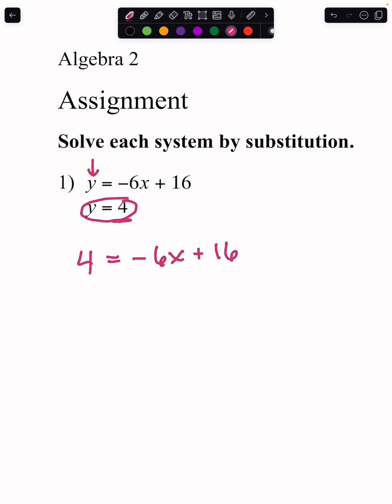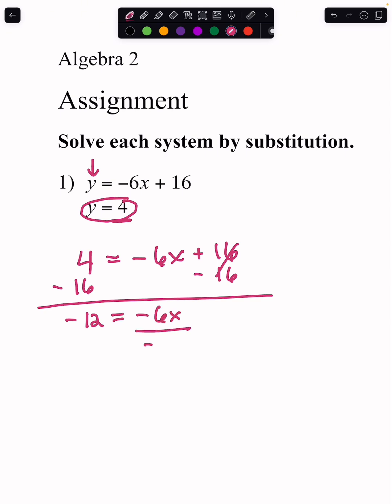Does that make sense? Now we're going to solve the equation. I'm going to subtract 16 from both sides. 4 minus 16 is negative 12. Divide both sides by negative 6. And X is going to be equal to a positive 2. What I really like about these, especially when it already tells me what the Y is, once I find my X, that's it. My answer is 2. And it literally said in my equation what the Y is. So you only had to do half the work.